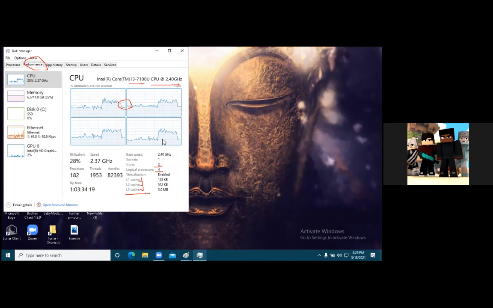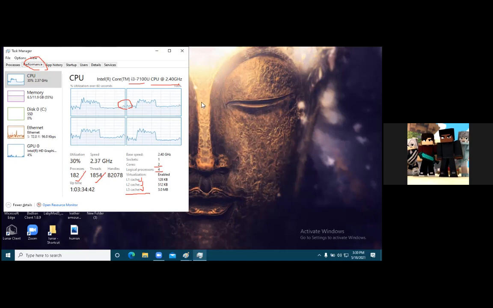And how many processes are running in your computer? Processes means how many programs, programs in execution. Threads mean parts of processes. How many process parts are running? So that is also mentioned. Right, so this is about the processor.